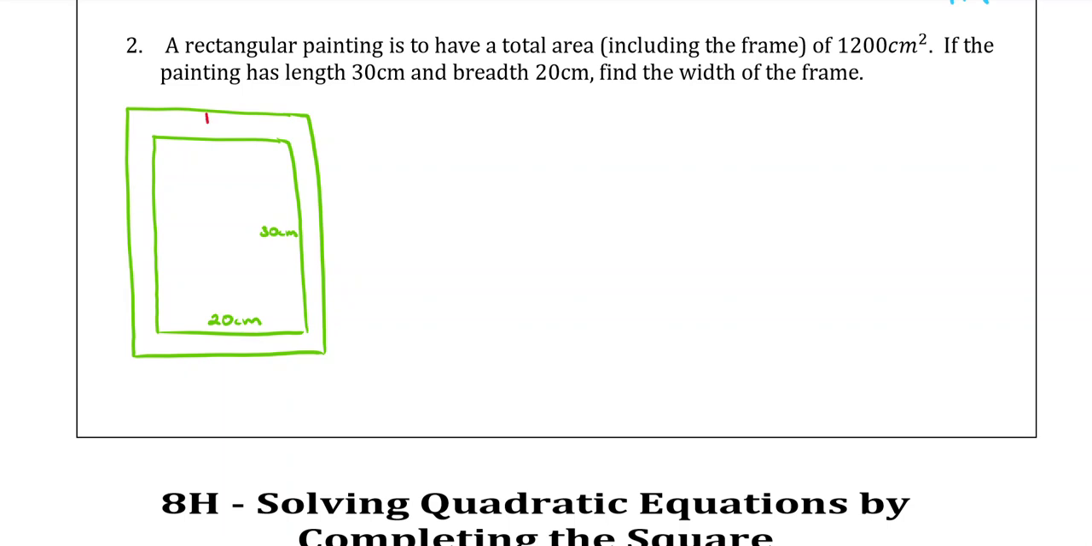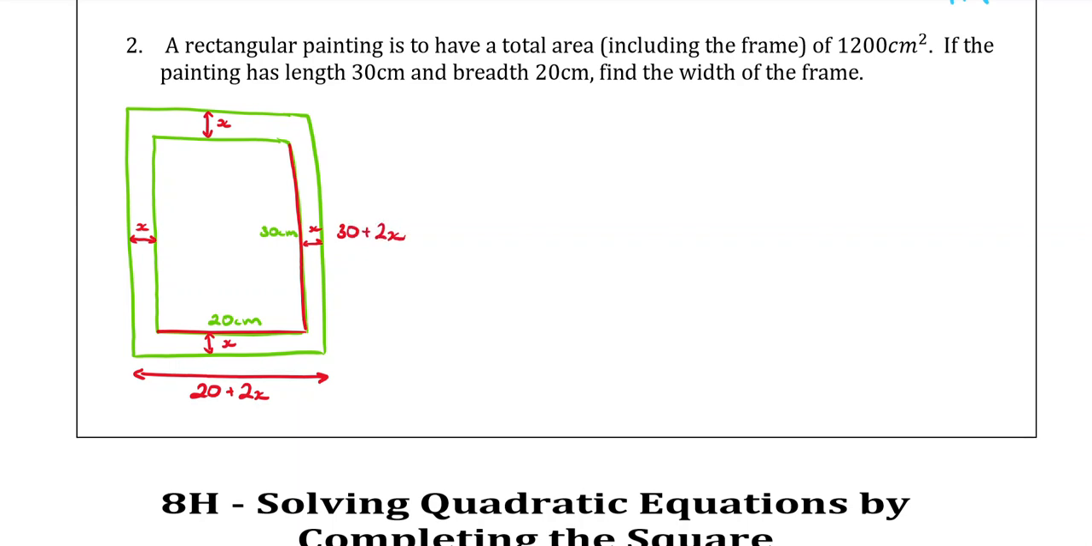Now the frame would have to be the same width the whole way around. You wouldn't have different sized bits of wood going around the edge. So I'm going to call each one of these bits around here x. Now that means the total length going across the bottom of my frame would be the 20 plus the x on either side, so it would be 20 plus 2x. Then going vertically, I have 30 plus an x on either side, so it would be 30 plus 2x.